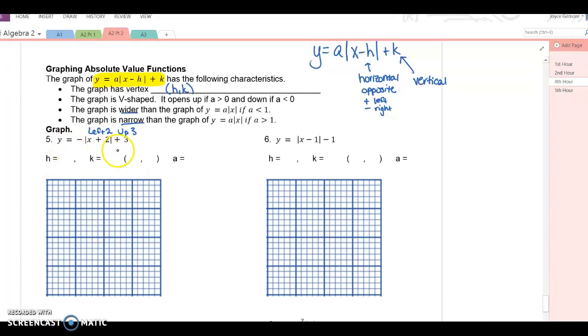Because we're moving left 2, our h value is actually negative 2. Our k value is positive 3. Our vertex is at (-2, 3). From the origin, left 2 and up 3, there's our vertex.